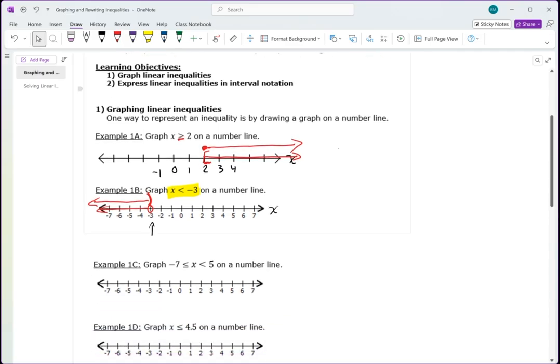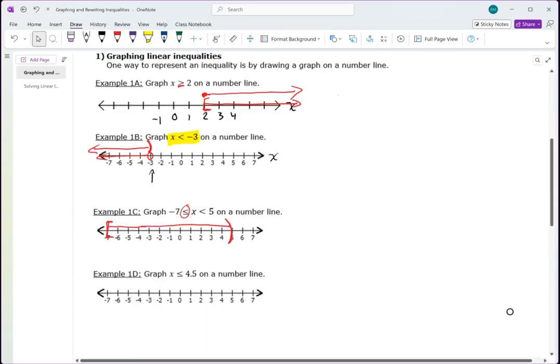If we have an x that is in between two values, then we're not going to have an arrow at one end. Since this is greater than or equal to -7, we're going to put a bracket here because we're going this way. But it's less than 5, so we're going to have a parenthesis right here. And that's how we would graph it.